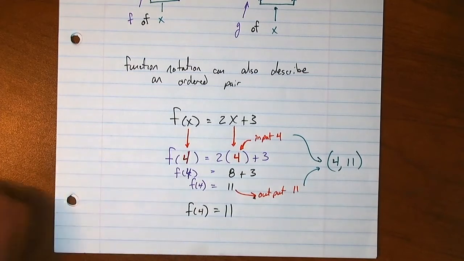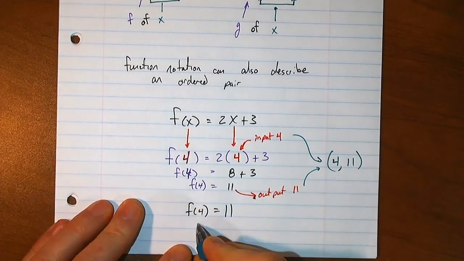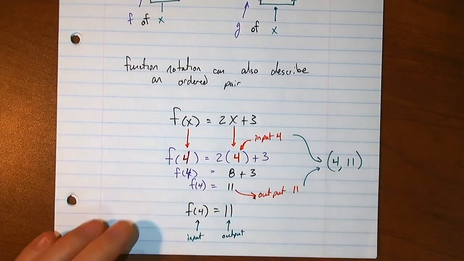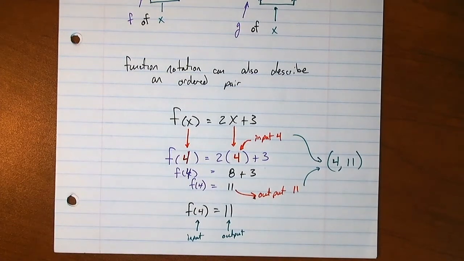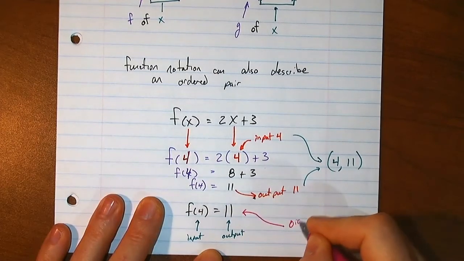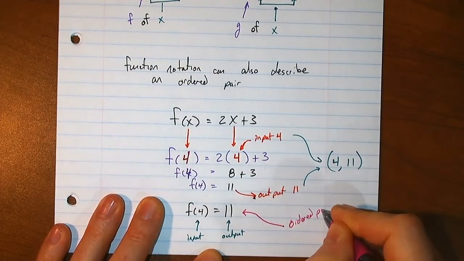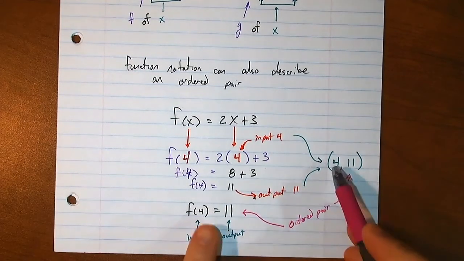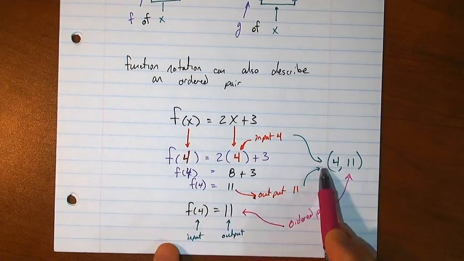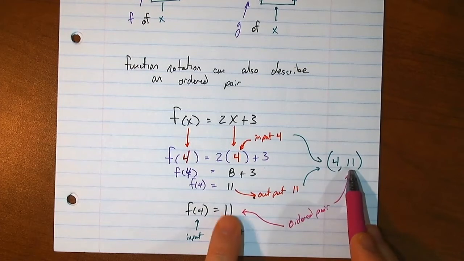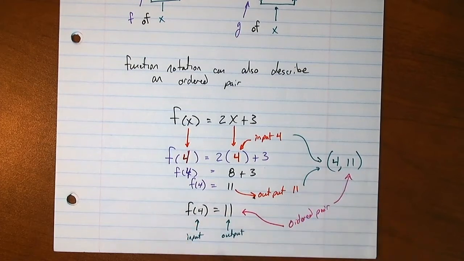And notice that's exactly what we end up with here. My input and my output. So this is just another way of representing an ordered pair. Okay, so it's just a different way of showing I plugged in a 4, right? Both of these are showing I'm plugging in 4, and both of these are showing I got out an 11. So this is a different way.